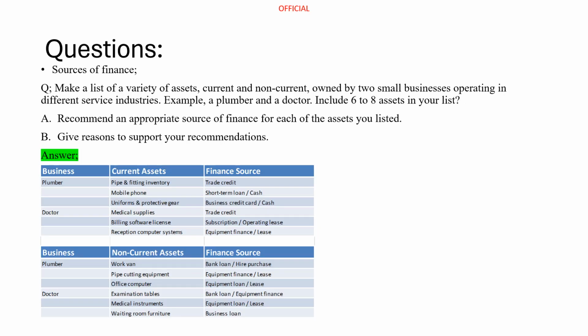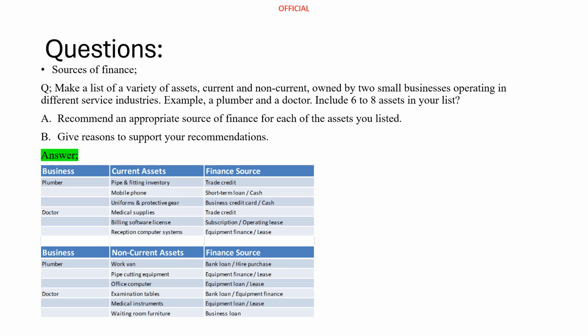As I mentioned at the beginning of this video, please pause the video, read the question, try to answer it on your own, and then review the answer. So in this question, there are two types of businesses, plumber and doctor. The question is asking, list the current assets and how these businesses are going to finance these current assets.